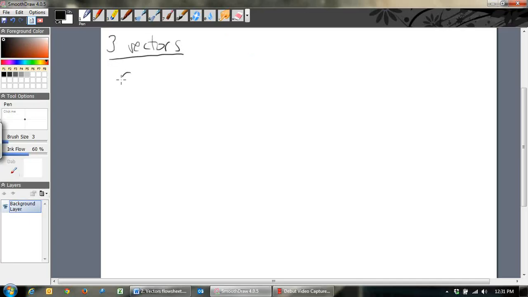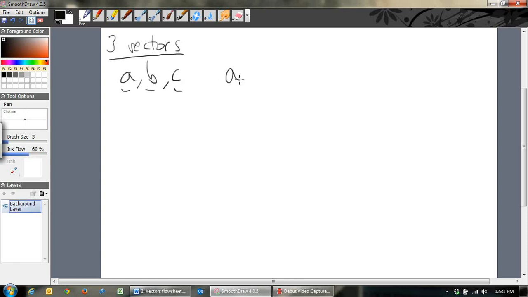Okay, so let's think about vectors A, B, and C. We want to find out, are they linearly dependent? Remember what the definition of being linearly dependent is. Can you write one of the vectors as a linear combination of the others? Can you write them in terms of the others?